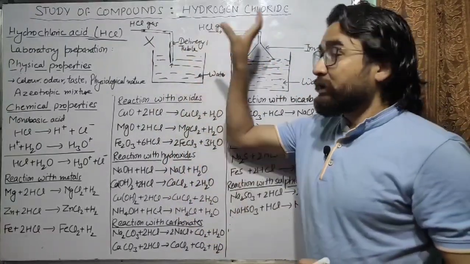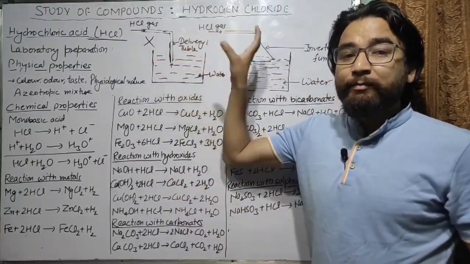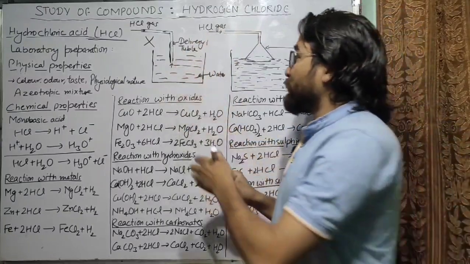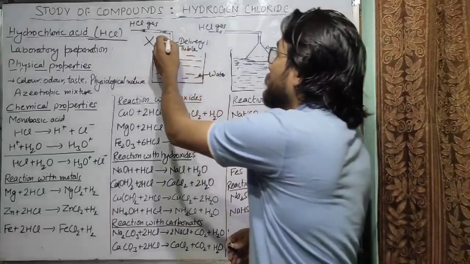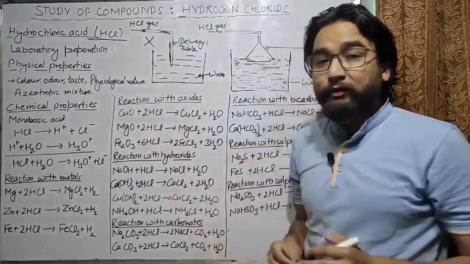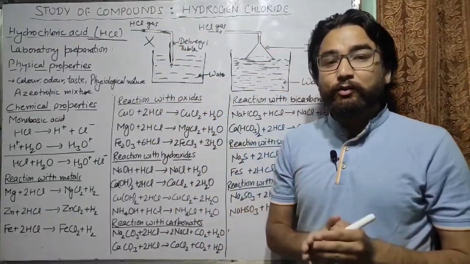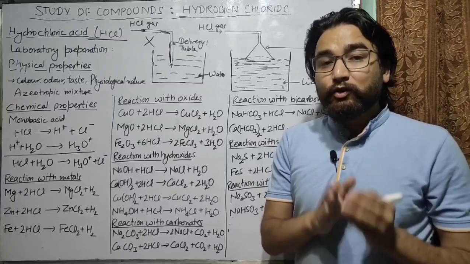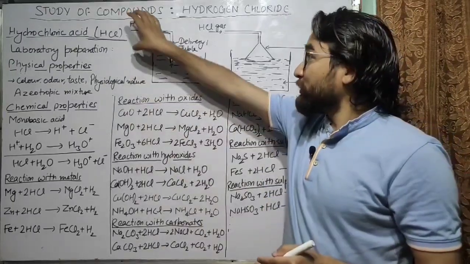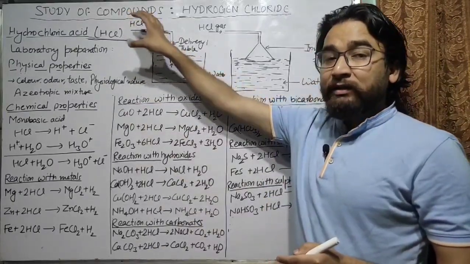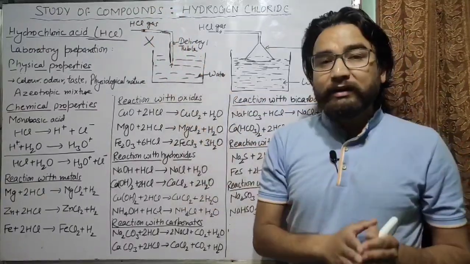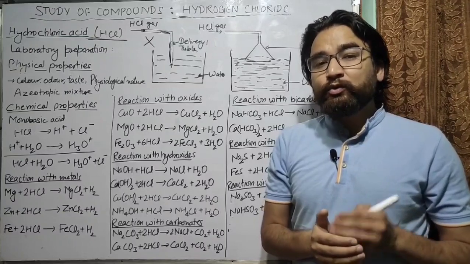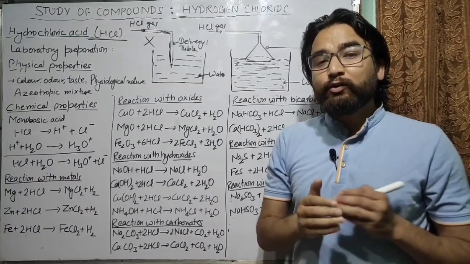This process is known as back suction. So water will move into the delivery tube, and this process is known as back suction. Due to the back suction, it is not possible to add the hydrogen chloride gas into water with the help of a delivery tube. So what do we do to add hydrogen chloride gas to water?